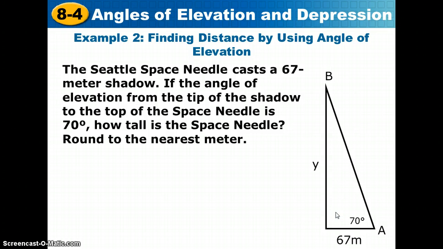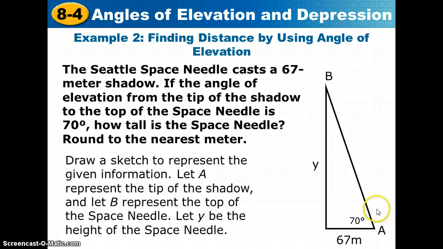And in this example, we are going to use angles of elevation and angles of depression to construct triangles to find measures using our processes for solving right triangles. So in example 2, we're talking about the Seattle Space Needle. It casts a 67-meter shadow. If the angle of elevation from the tip of that shadow to the top of the Space Needle is 70 degrees, how tall is the Space Needle? Round to the nearest meter.